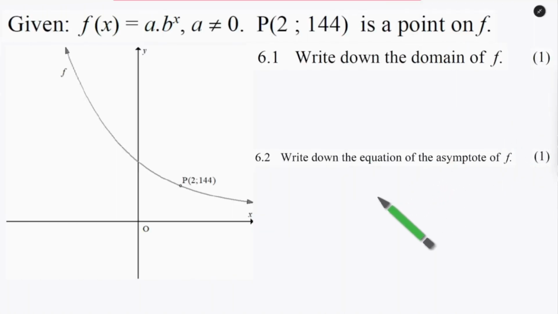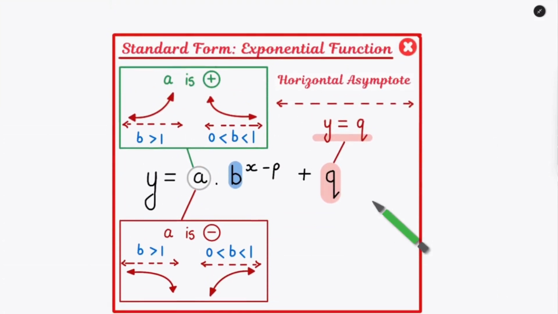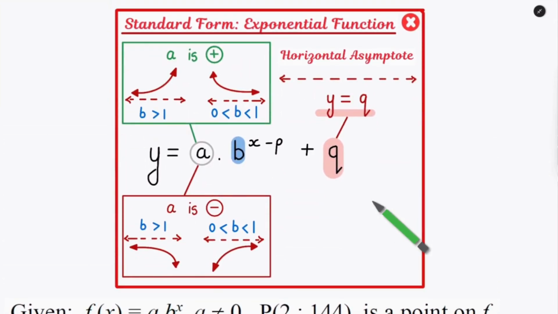In question 6, we start with exponential functions. Let's have a brief look at exponential functions. With exponential functions, they look like ramps. They can exist above the asymptote if a is positive and below the asymptote if a is negative. And we've got one asymptote for exponential functions, which is located at the end here, and it is a horizontal asymptote that goes from side to side.